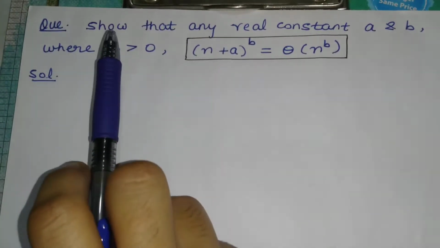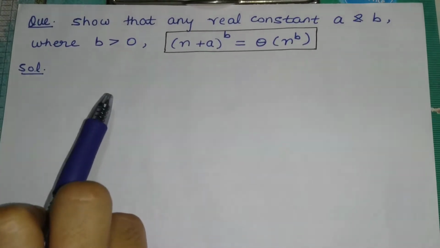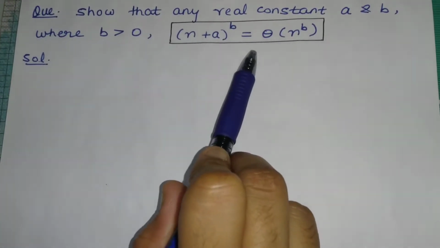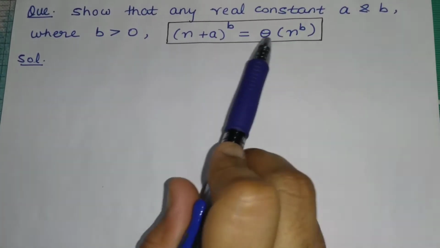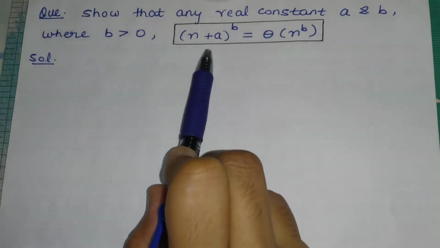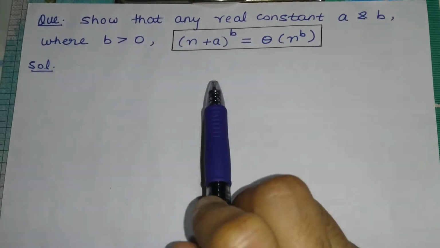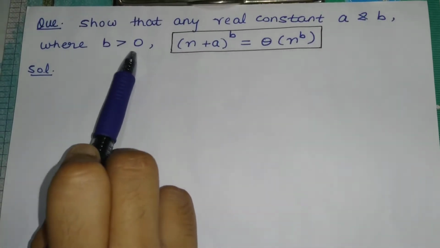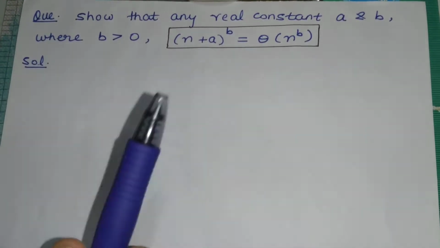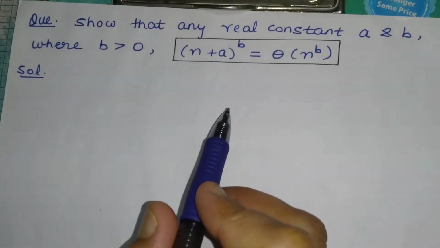So another question: show that for any real constants a and b, where b is greater than 0, (n + a)^b = Θ(n^b). Again we have to prove the theta notation here, and we are given two constants a and b, where the condition is given only for the constant b, which is greater than 0. No condition is given for the constant a, right? Now to solve this question, let us use some tricks.